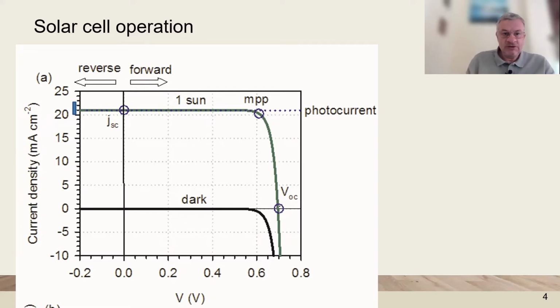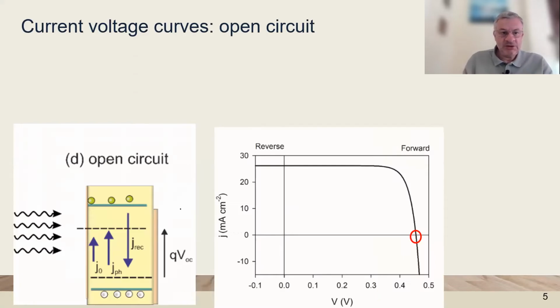And here there are two fundamental, very important parameters. The short circuit current is the current at 0 voltage, and the open circuit voltage is the voltage at 0 current. We will also discuss the maximum power point. At the open circuit point, there is no current going out, so that the internal currents, thermal generation, photocurrent, and recombination are compensated.